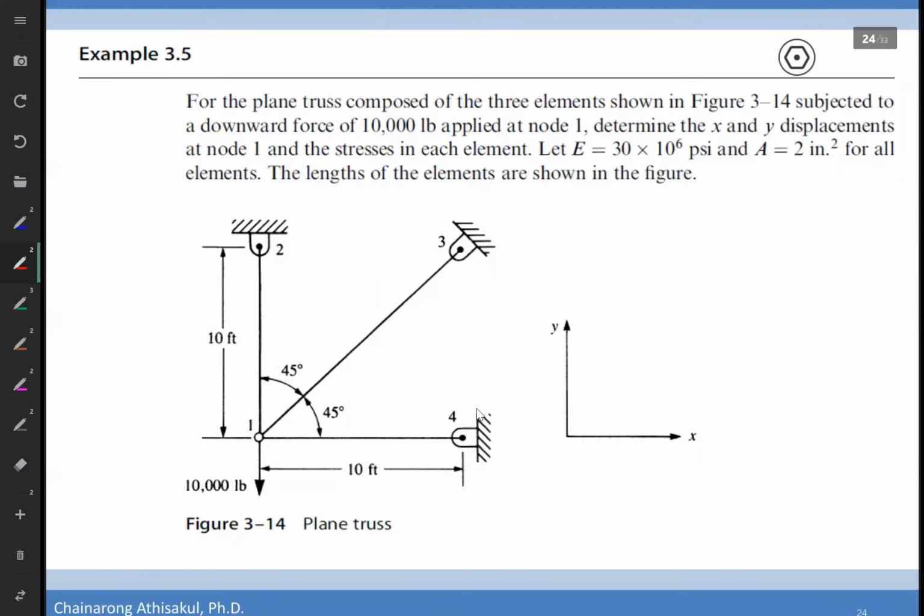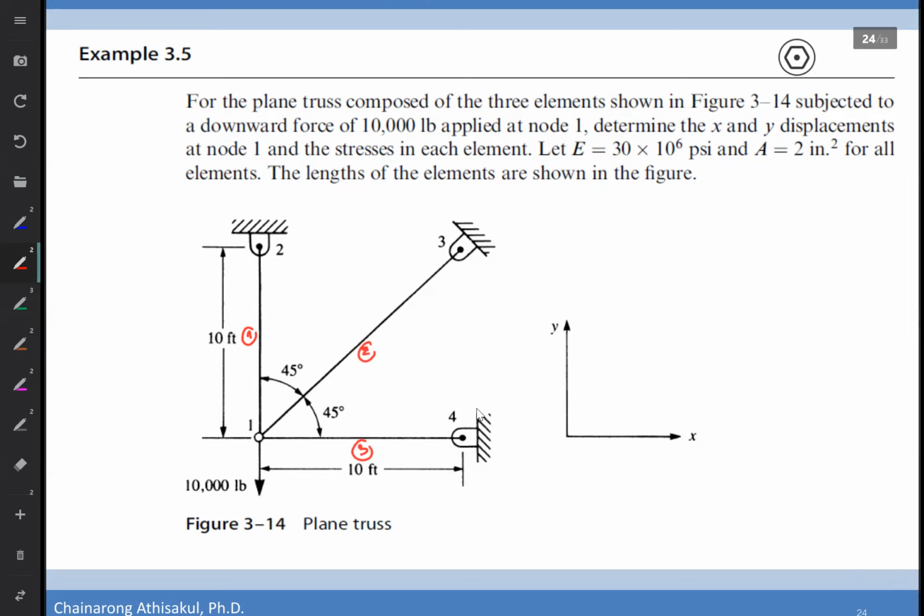Okay, the first element we define by this. The first element is connected with node number 1 and node number 2, and this is the second element, and this is the third element.